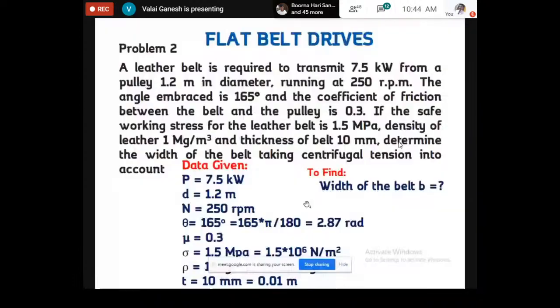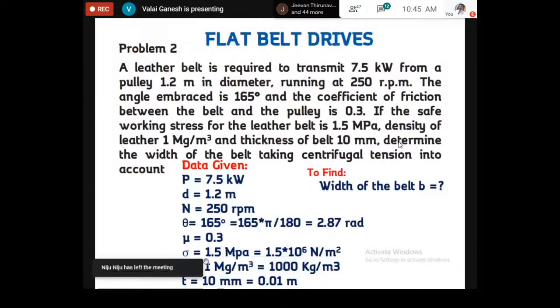Okay, so these are all the data that we can extract from the problem. First one is power transmission, which is 7.5 kilowatt, and pulley diameter 1.2 meter. Speed is 250 rpm. Angle theta equal to 165 degree, which is equal to 2.87 radian, and coefficient of friction mu equal to 0.3. Sigma equal to 1.5 megapascal, which is equal to 1.5 into 10 power 6 Newton per meter square. 1 Newton per meter square equal to 1 Pascal. I hope you all know about it.